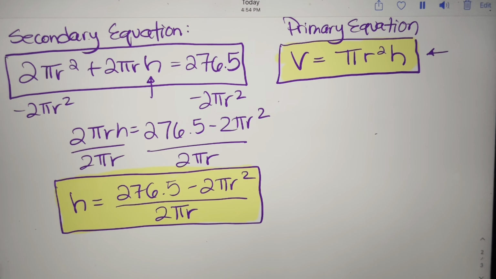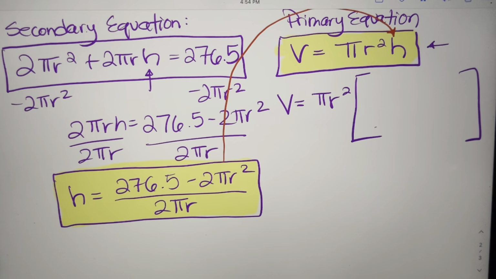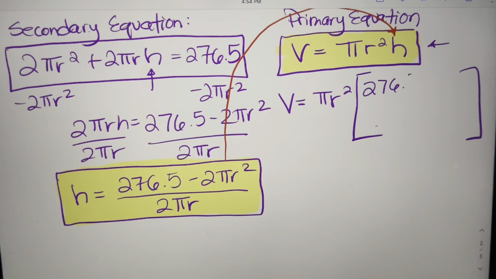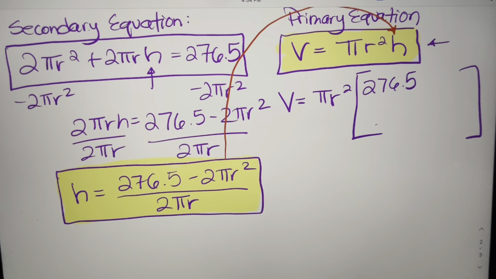I call the secondary equation the constraint equation because we are constrained to using just 276.5 centimeters squared of material. The beauty of this now is every time I see h, I can make this substitution. So now I can say the volume is equal to pi r squared times whatever h is equal to. From my secondary equation, I know that's the constraining surface area, 276.5 cm squared minus 2 pi r squared divided by 2 pi r.